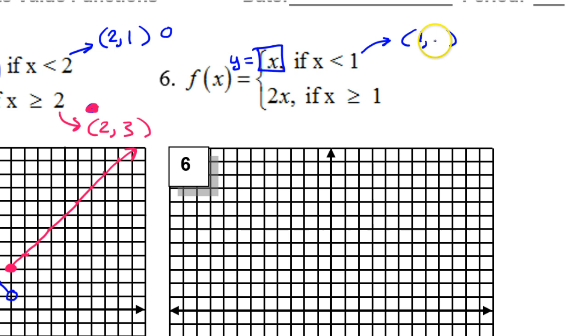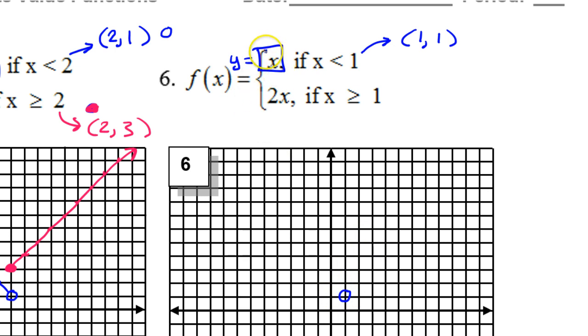We need the y value. Well, y equals x, so the y value will equal the x value, which in this case is 1. So this is going to be the point (1, 1). We will make it an open circle because we want values that are less than 1, not equal to 1, so we need to leave this out.